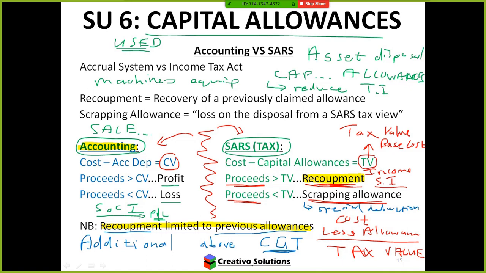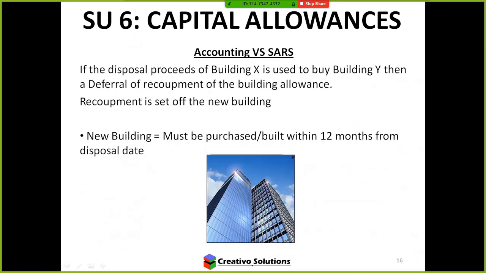A recoupment applies to the operational aspects of the business, the profit or loss from the sale. That will be recouped up until the allowances. Anything above that is seen as a capital gain. And that's next time's content. Does that make sense? Yes, it does. Perfect.